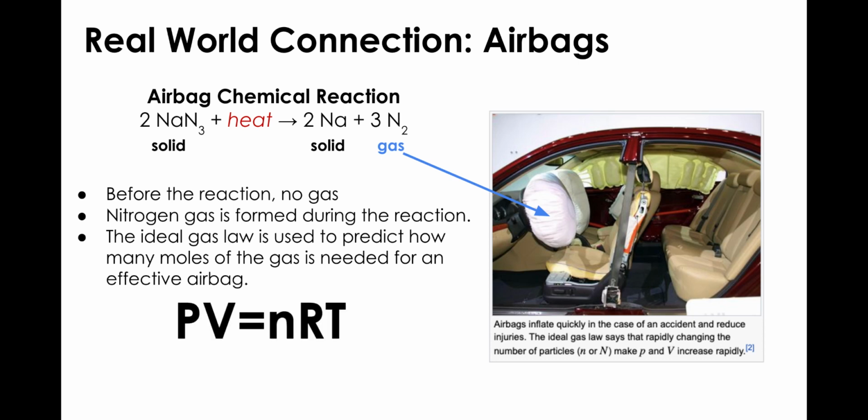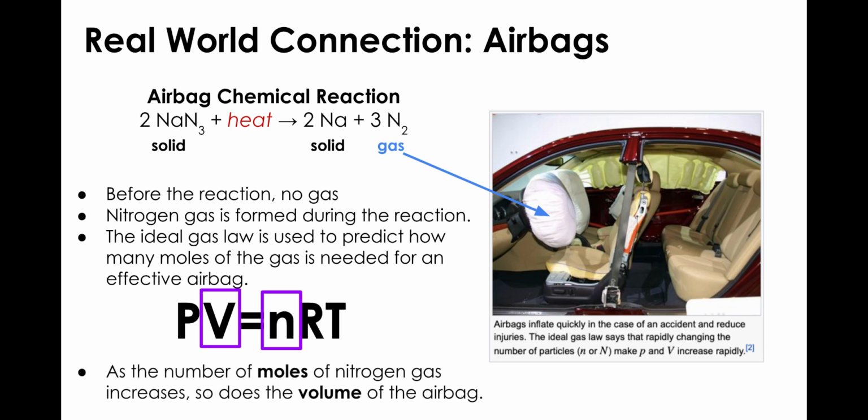So the ideal gas law, we're looking at the number of moles and we're looking at volume. So these two variables is what we're interested in when it comes to airbags. So, as the number of moles of a nitrogen gas increases, so will the volume of the airbag, which is what we want. So, you can see how the ideal gas law is applied to this situation and is used to help make sure that people are safe in car collisions with these airbag safety systems that are incorporated.